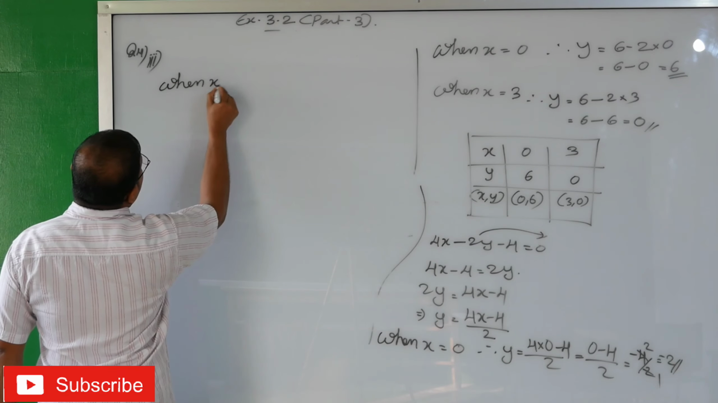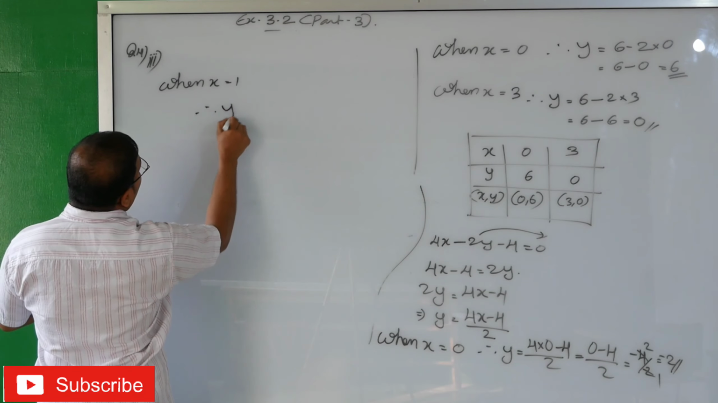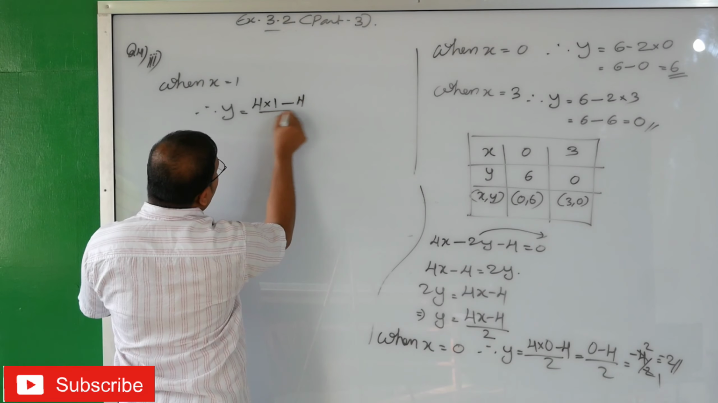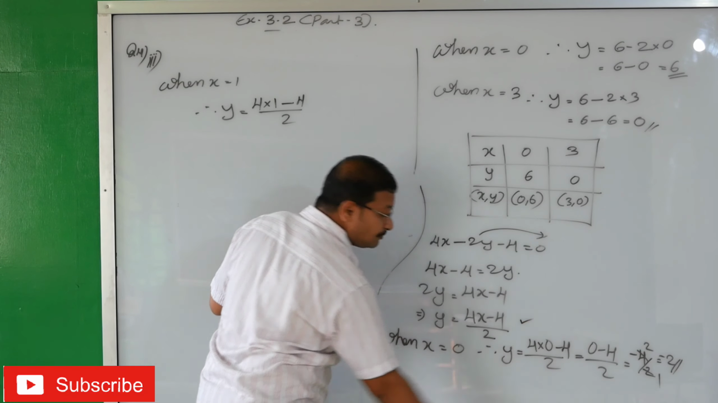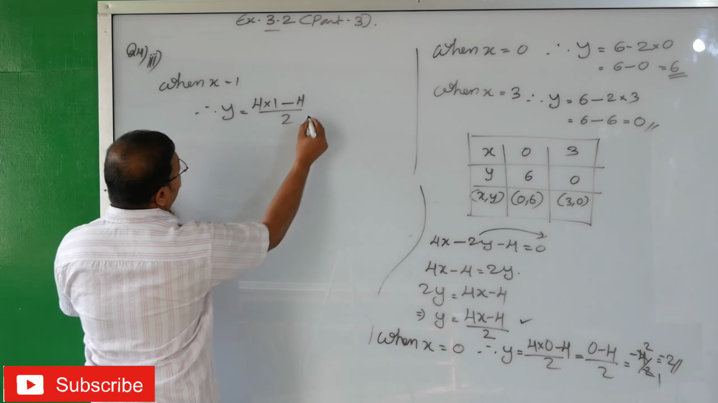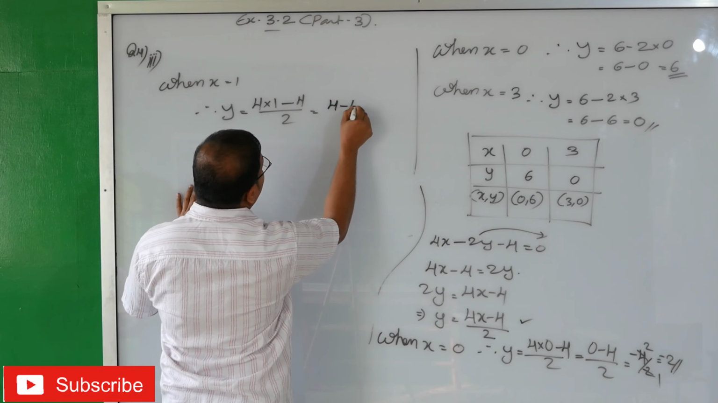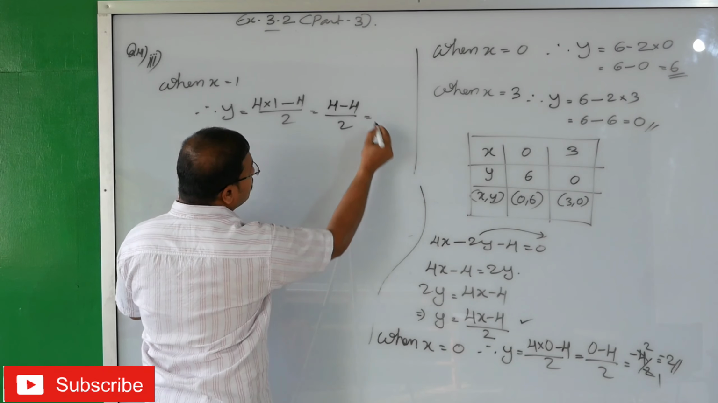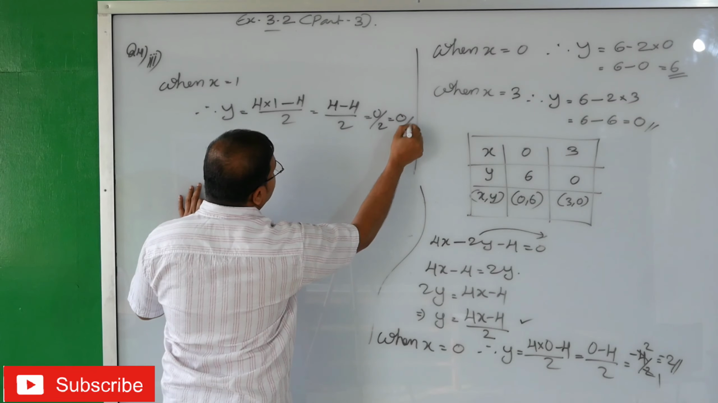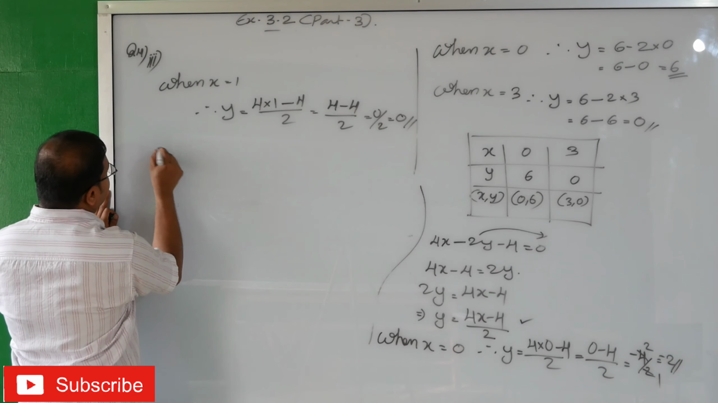When x equals 1, therefore y equals, what will you do? 4x means 4 into 1 minus 4 by 2. Here we are putting x equals 1. So this equals 4 into 1, 4, 4 minus 4 by 2. 4 minus 4 is 0, and 0 by 2 means 0. So we'll make the table now.